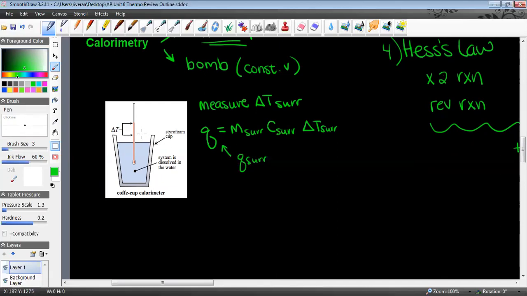If we get an increase in temperature of the surroundings, for this particular example, final minus initial is going to yield a positive delta T, and thus a positive Q of the surroundings, which means that this reaction that was taking place, this system, was exothermic, negative Q of the system. The system, of course, being the reaction. So this particular diagram was representing an exothermic reaction.